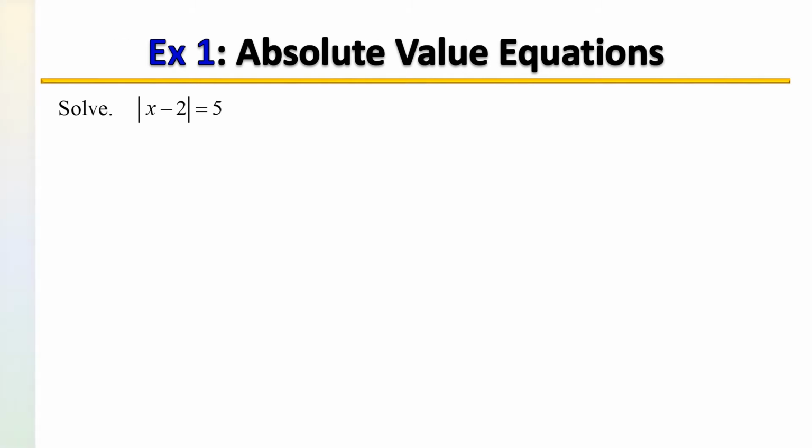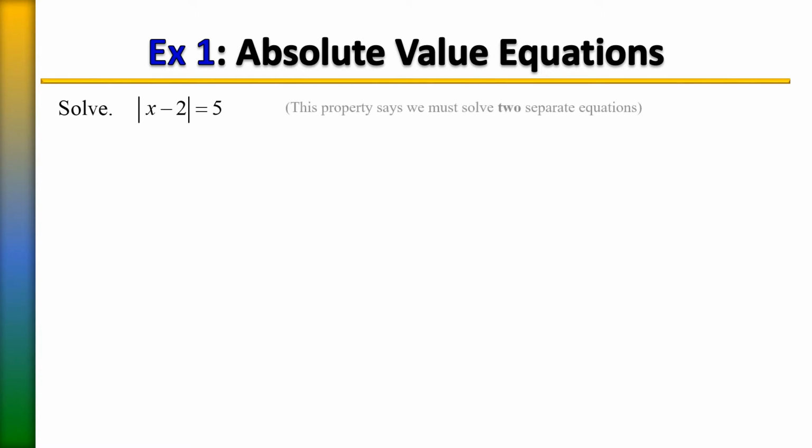Okay, let's do an example. Here we have the absolute value of x minus 2 equals 5. Since the number on the right side is greater than 0, that means we're going to have two separate equations to solve. So the first one is going to be x minus 2 equals 5, or the other one, x minus 2 equals -5. Notice we have removed the absolute value bars once we begin the process of solving the equations.